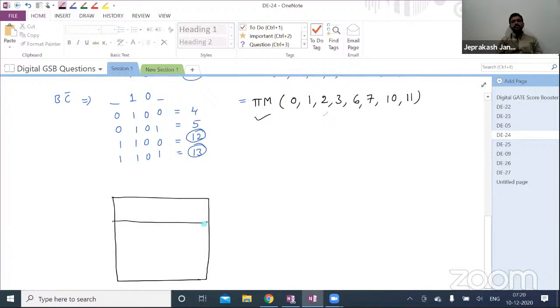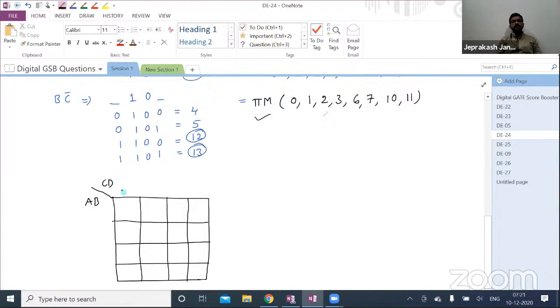All of you draw the 4 variable K-map. Here the variables are ABCD. Here we'll place 0, 0, 0, 1, 1, 1, 1, 0. What is this particular code? What is the name of this code?